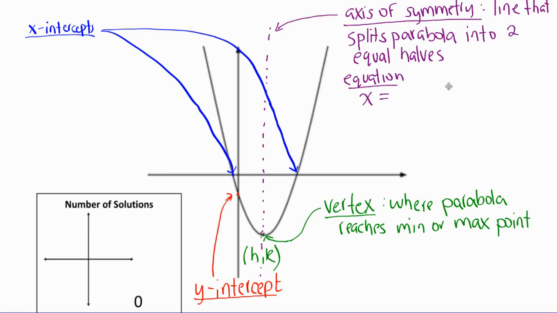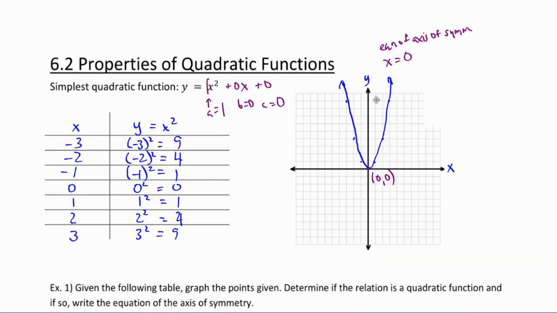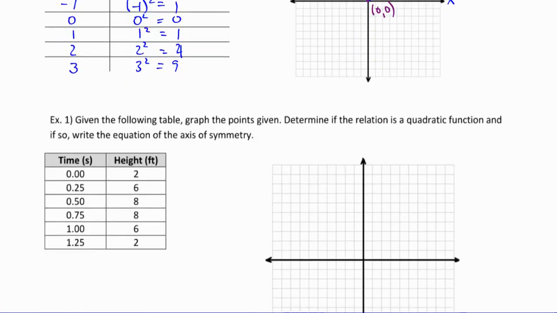Now, for the equation of our axis of symmetry, we're going to talk about two ways to write our equation today. The first way is to look at your vertex, and it's going to be the x value of our vertex, that h, which is why in this example our equation is x equals 0. Our x value of our vertex is just that 0.